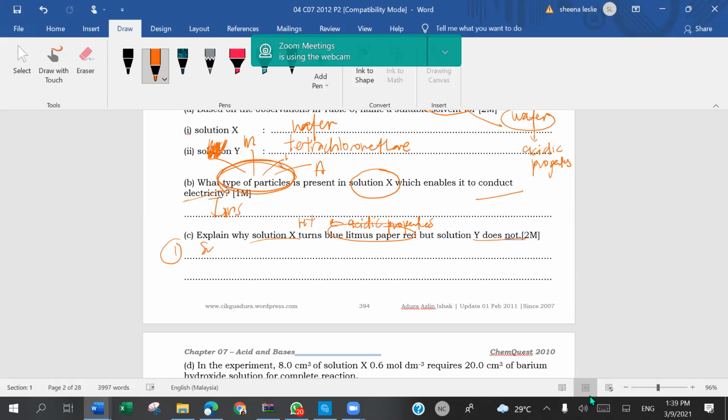Solution X ionizes in water to produce hydrogen ions. This is the way you need to answer, which many students don't get. What they want to see is the words ionizes in water, and then hydrogen ions. It is your hydrogen ions that give me the acidic properties. If you tell me that solution X is acidic, no marks, because you never explain the hydrogen ions. Okay, now you know one. How about the second one?